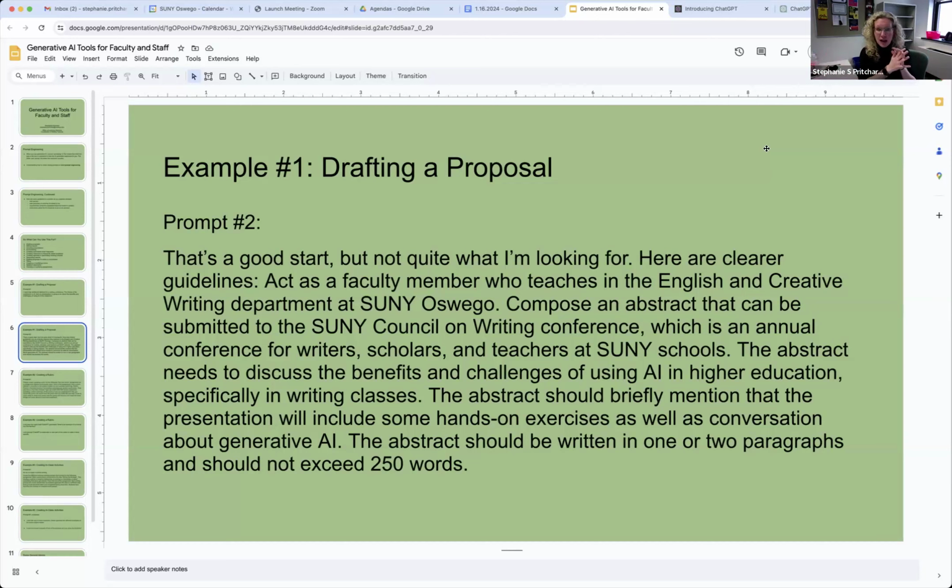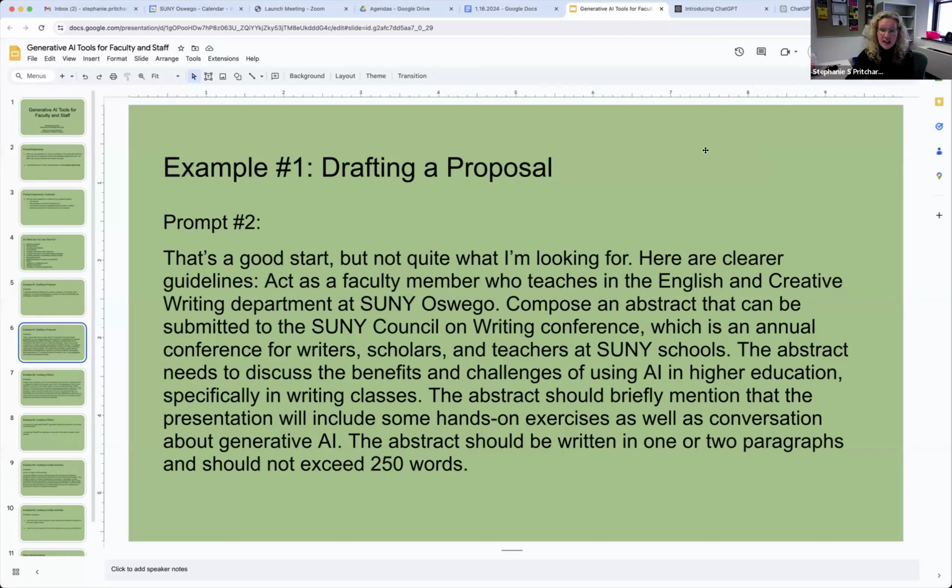Compose an abstract that can be submitted to the SUNY Council on Writing Conference, which is an annual conference for writers, scholars, and teachers at SUNY schools. The abstract needs to discuss the benefits and challenges of using AI in higher ed, specifically in writing classes. It should briefly mention that the presentation will include some hands-on exercises as well as conversation about generative AI. The abstract should be written in 1 or 2 paragraphs and should not exceed 250 words.